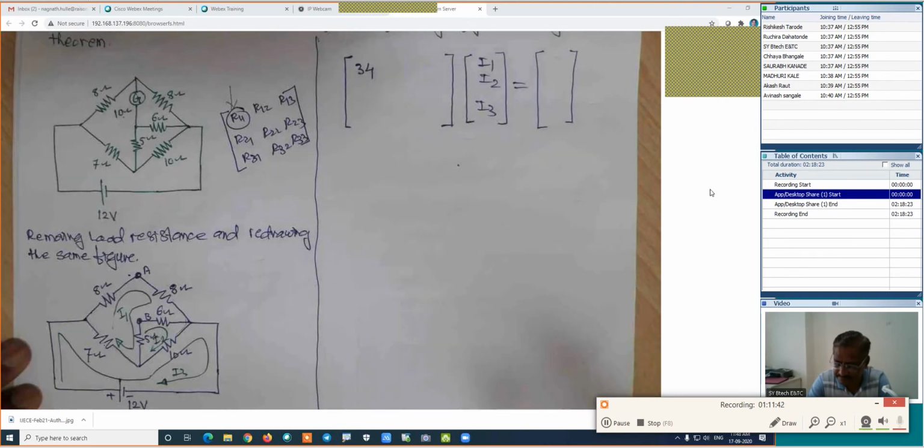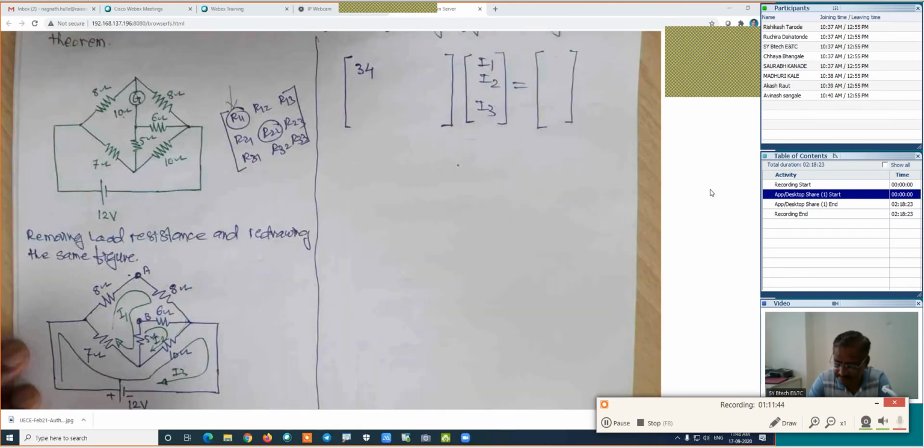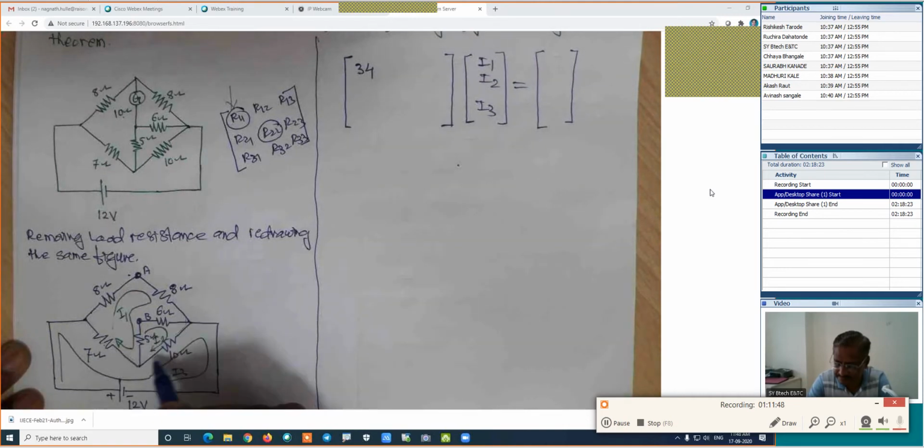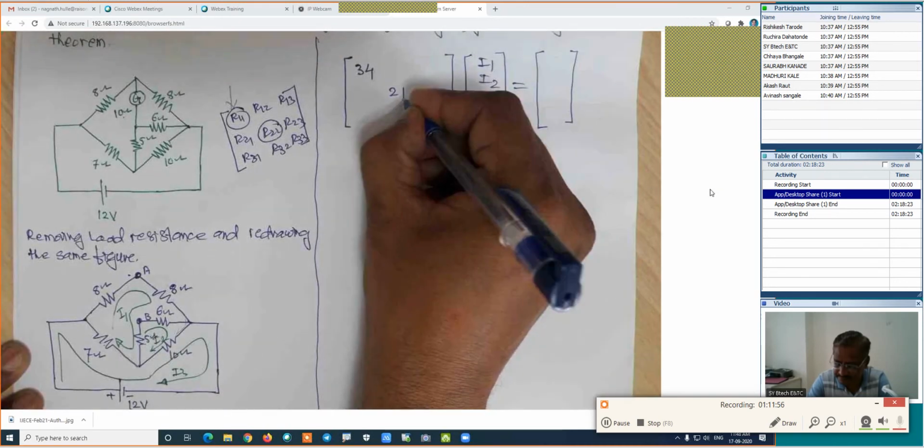Absolutely fine. Then R22. How much is the resistance of the second loop? Now look at this. This is the second loop. How much is the value? 10 plus 5 is 15, and the 6 will be 21. This 21 is R22.